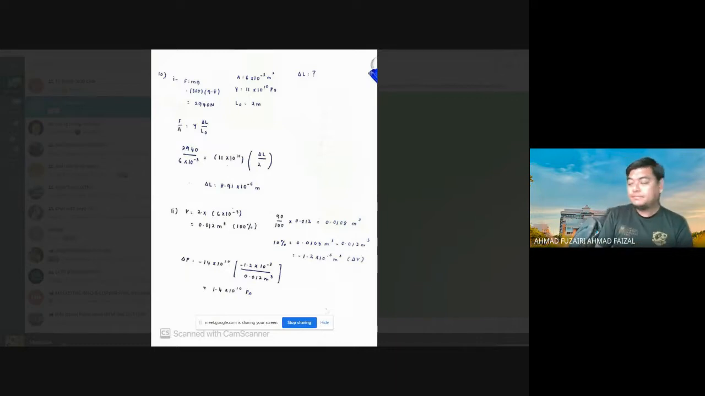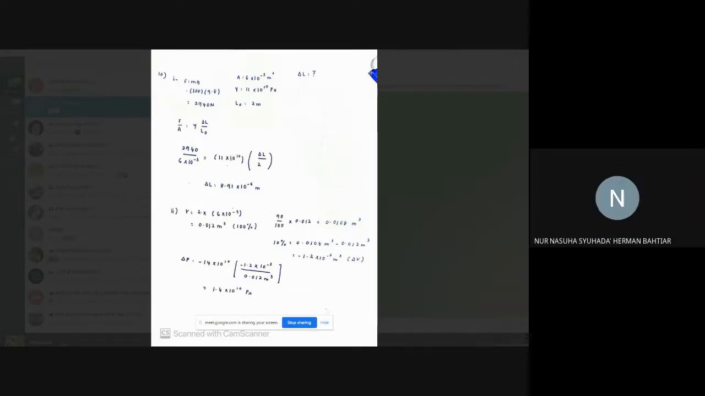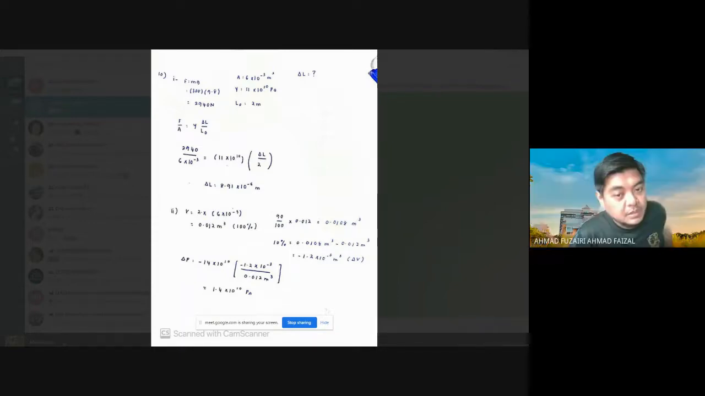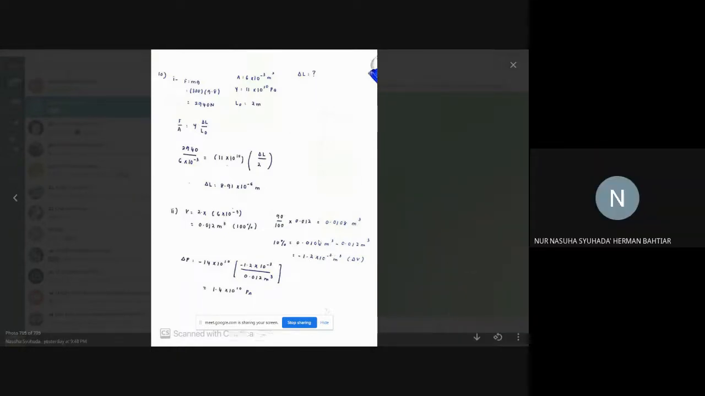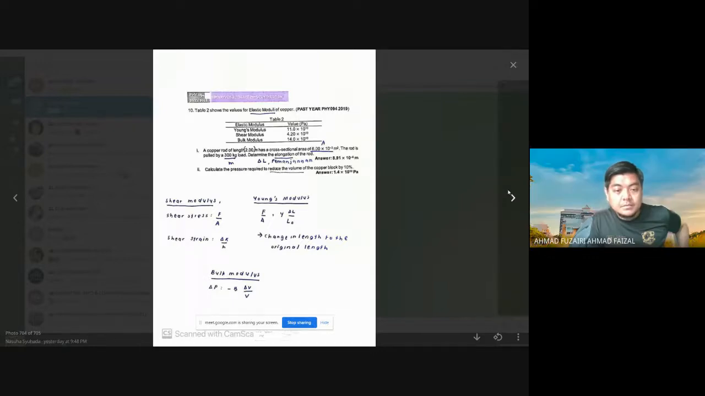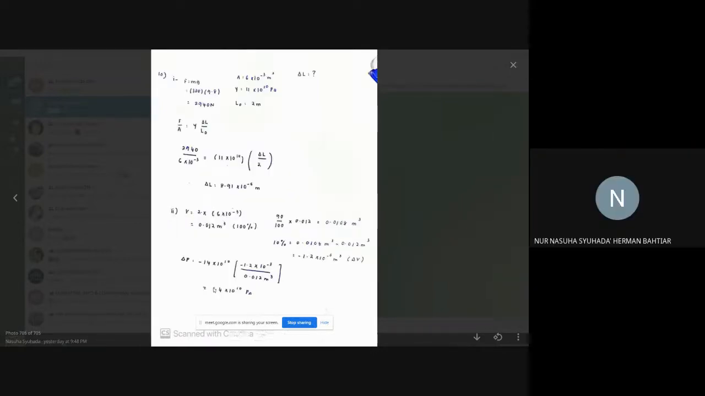Okey, ada soalan lain tak? Tetapi kan kat sini, yang 90% saya tolak dengan 100% hanya dapat negatif. Tapi kalau saya terus cari 10% kat sini kan akan dapat positif kan? Yang mana? Dekat mana tu? Yang kat sini. So kalau saya terus cari 10%, kat sini akan dapat positif 1.2 kali 10 negatif 3. Tapi kalau formula bulk modulus kan sini dia punya B kan negatif. So kalau saya dapat jawapan kat sini negatif, dia still sama ke macam mana, atau dia akan jadi positif?